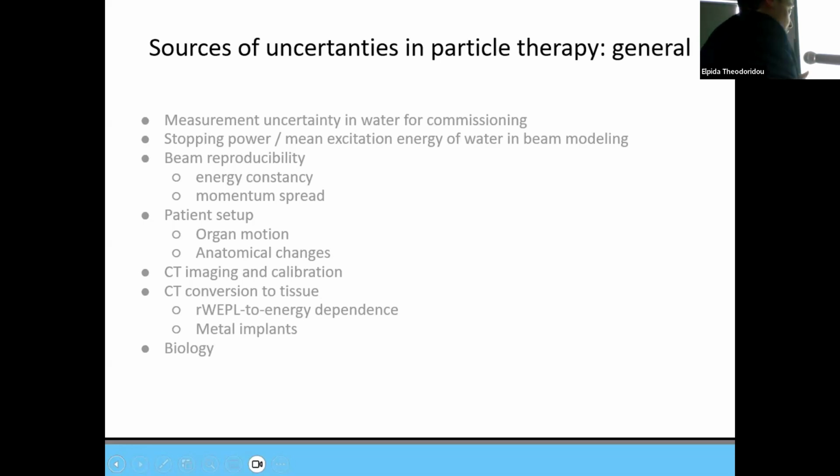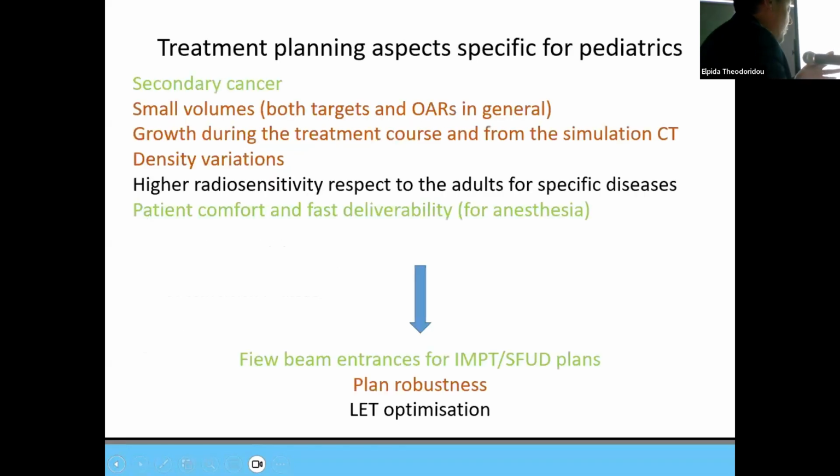It's quite difficult to manage the metal implants, the artifacts, and last but not least, the biology. The RBE is relative biological effectiveness. It's said to be 1.1 everywhere in the spread-out Bragg peak, but it's not completely true.